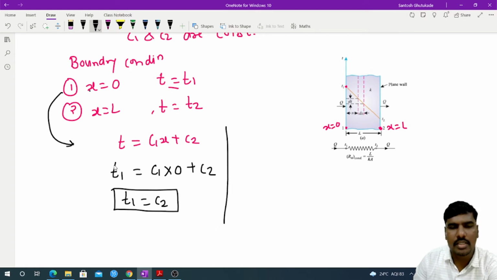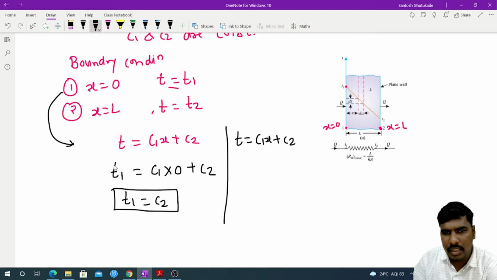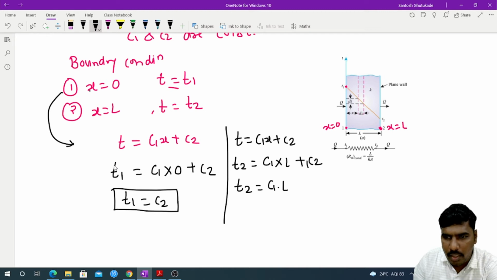Now I am putting the second boundary condition in the same equation. So T is equal to C1x plus C2. Here instead of T I am putting T2 because this is the second boundary condition, and C1 into, instead of x we are putting L, plus C2. So this equation becomes T2 is equal to C1 into L plus C2, but this C2 value is nothing but T1, so plus T1.